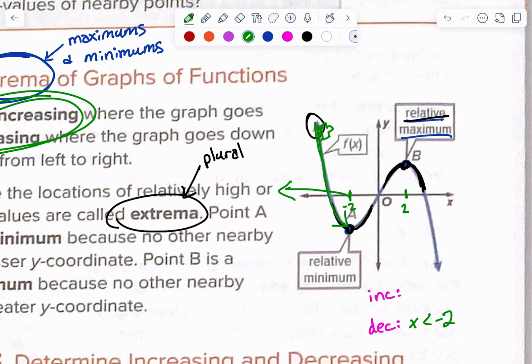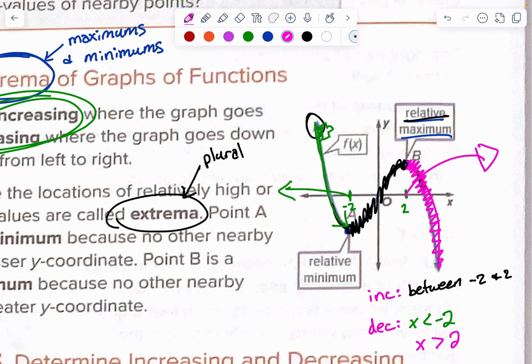And then from this guy to this guy, he is going uphill. So he is increasing between -2 and 2, okay? And then he turns around and he starts going back down again and decreasing. And that is when x is on this side of positive 2. So x is greater than 2, he's going to be decreasing, right?